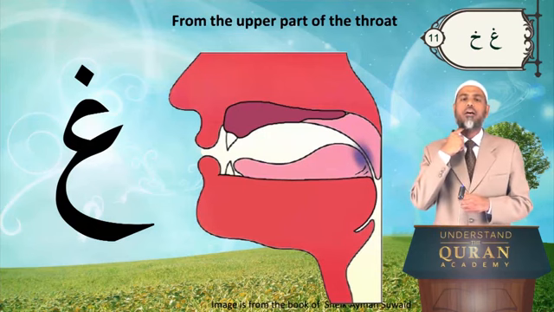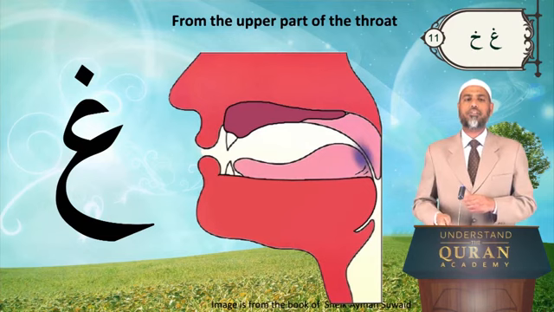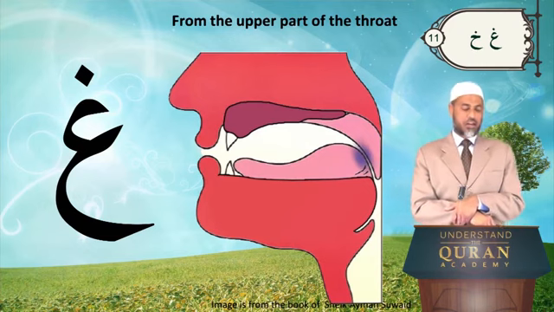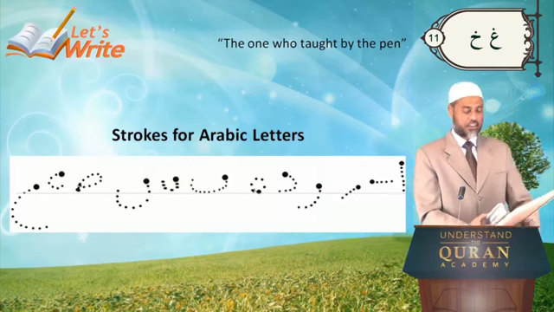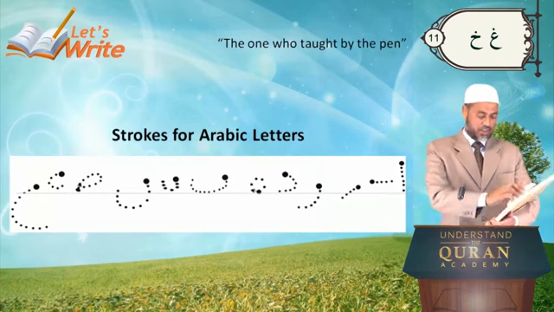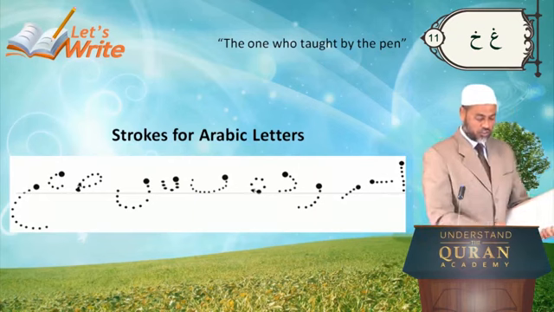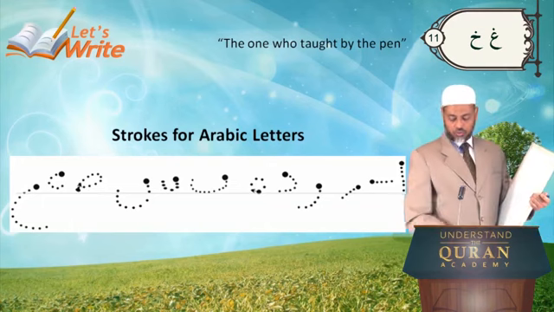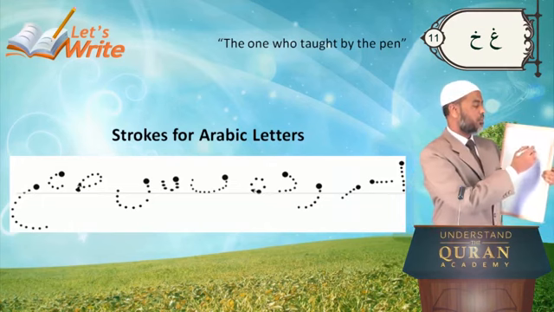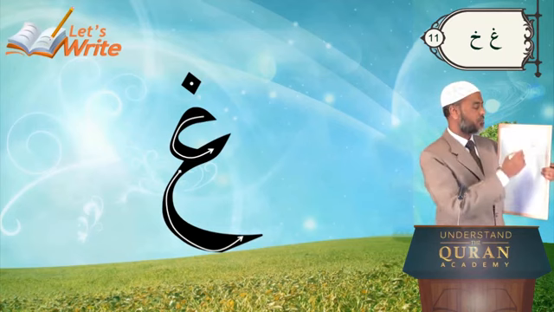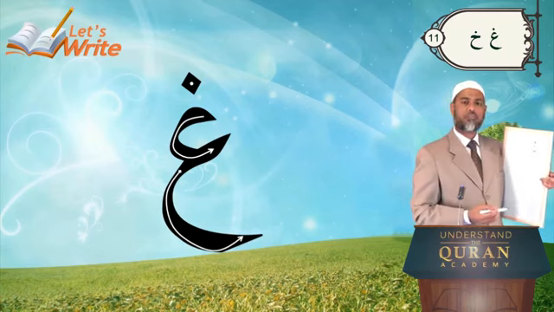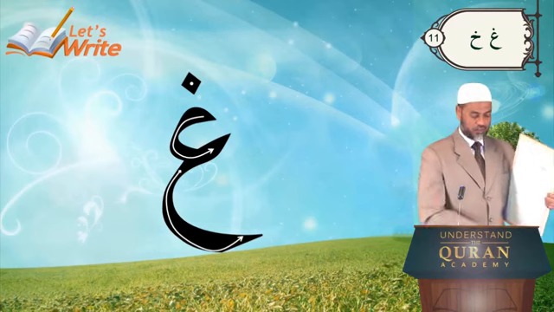Gha, gha, gha. And writing it, if you know the strokes, inshallah you can write it very easily. Ghain is very simple to write, just like Ain with a dot above. You have already learned Ain. So the two C's, small c and a big C, and a dot there. Ghain.